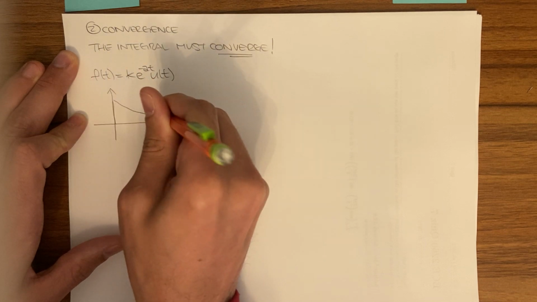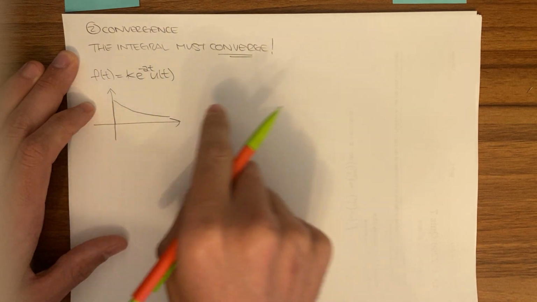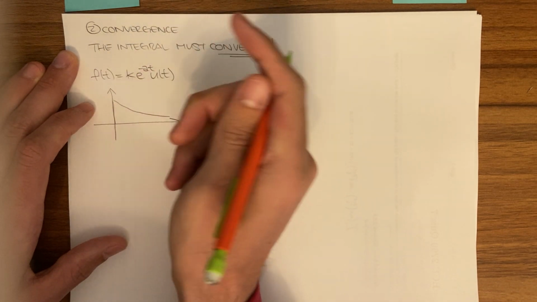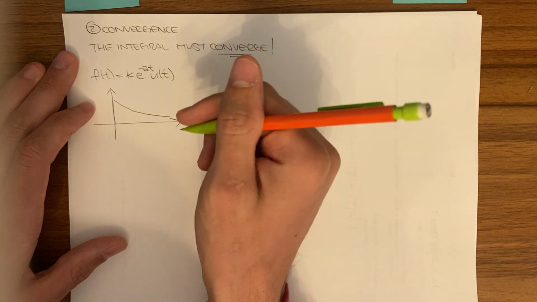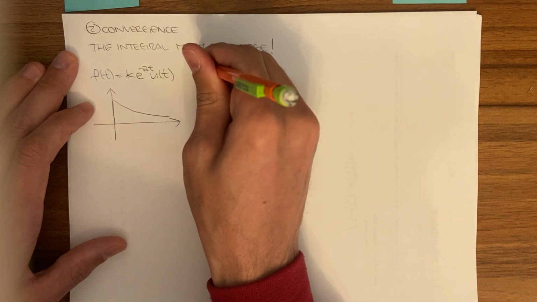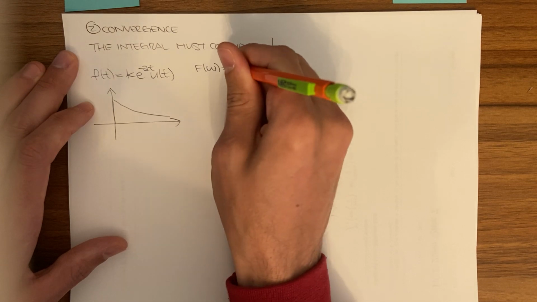So in this case, we see that this function is going to go all the way to infinity. Is it going to converge fast enough, though? This is a big question. And it turns out it is. So let's do the Fourier transform. This is a very classic Fourier transform, by the way.